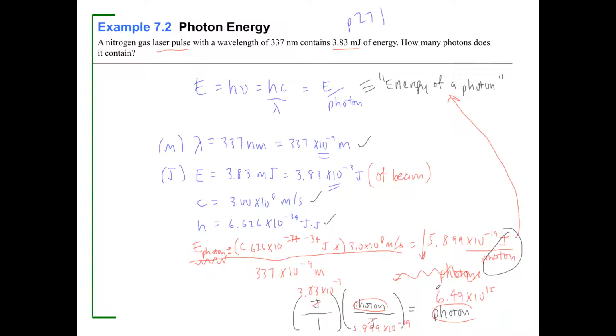Does this make sense? It's a big number. Do I expect a lot of photons or a little? Well, yeah, a lot, of course, right? If you have times 10 to the minus 19, it's less than 1. And if you have 10 to the 15, it's more than 1, right? And we expect a bunch. So that number makes sense. It's probably correct. I'm going to draw one more picture here, and then we'll move on.